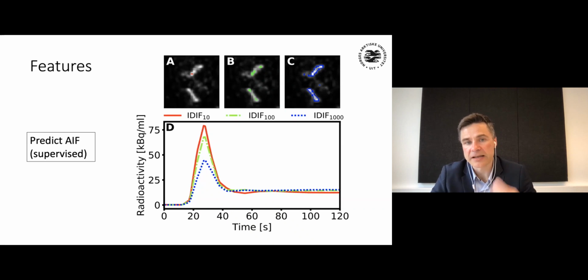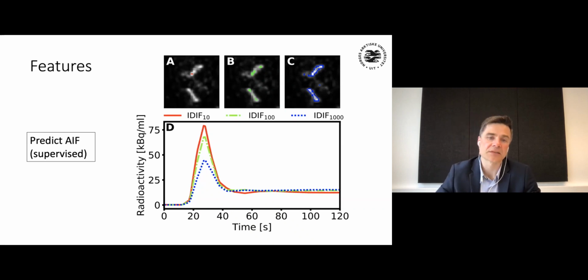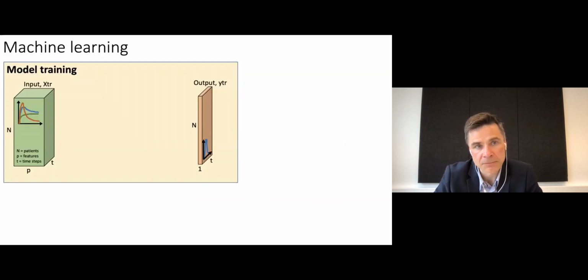And these curves, which are then our features, are used to predict the true blood curves that you would obtain by taking blood physically out of the arm of the patient while performing PET. So in the end, this would then be the setup. We have our patients. We do this feature extraction. There's a novel part there that I don't have time to go into.